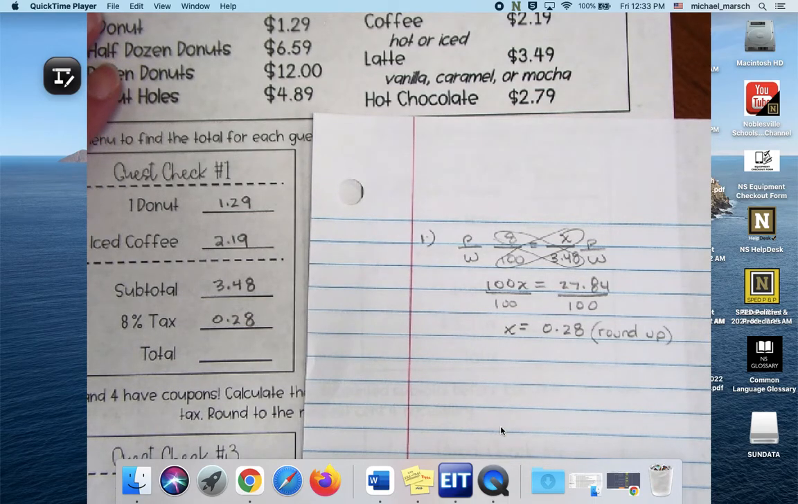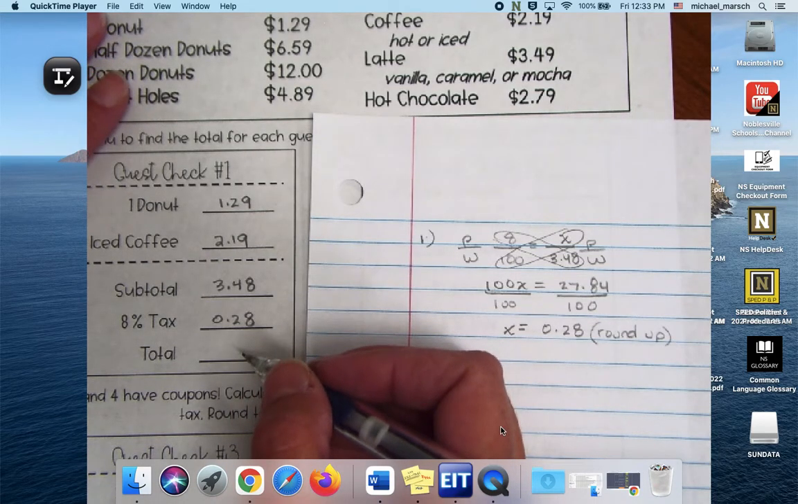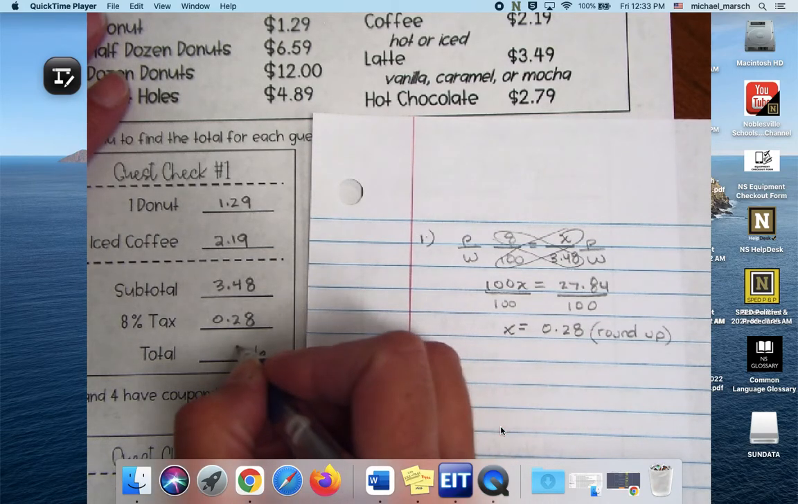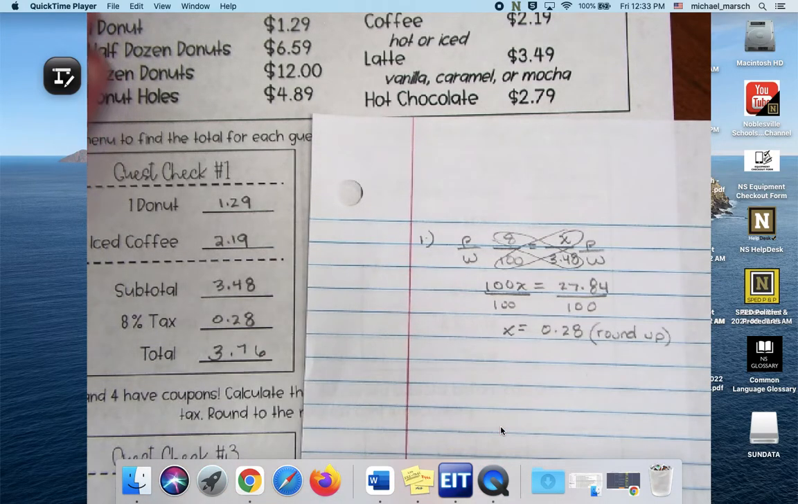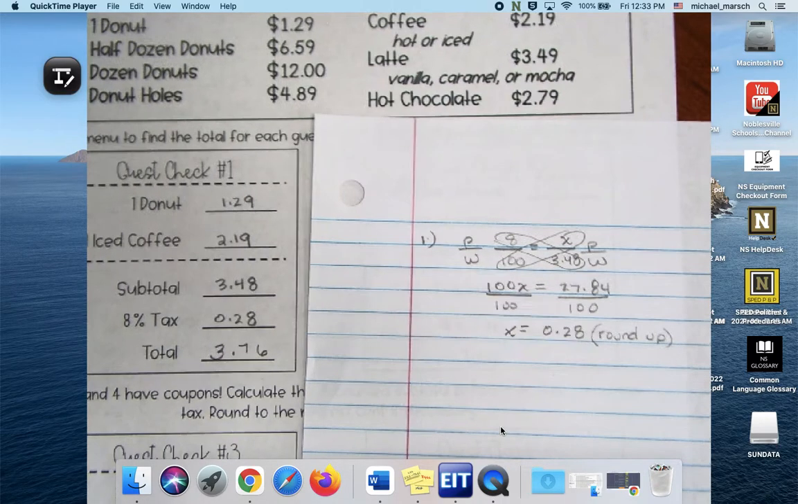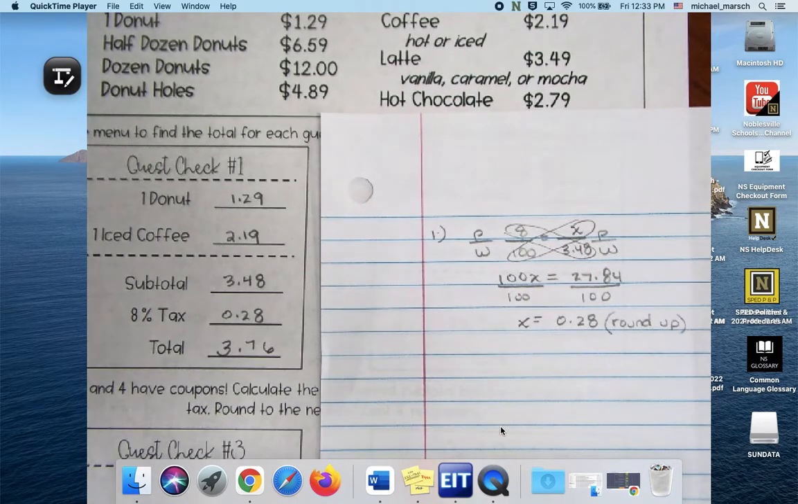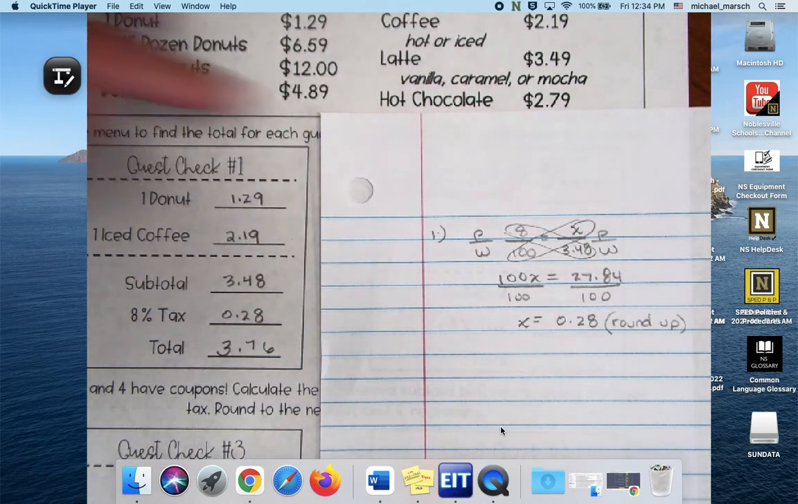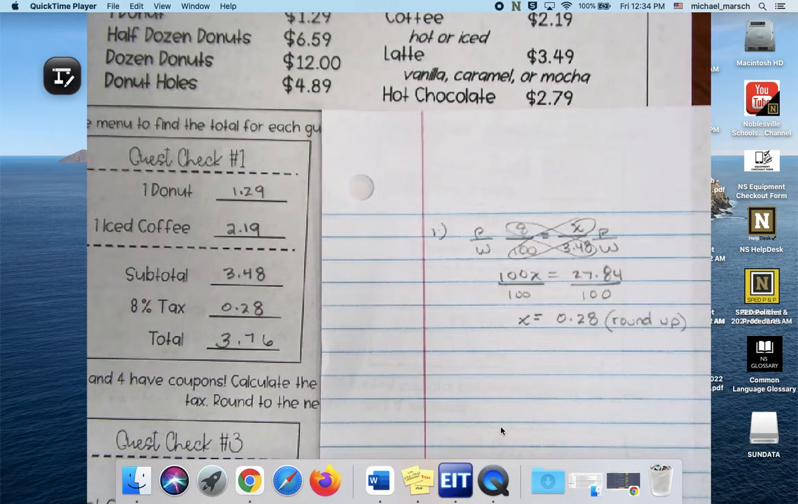And then I add these together. And I'm going to get $3.76 for the total. So that one's one of the more simpler. So guest 1 and 2 have similar with just the tax.